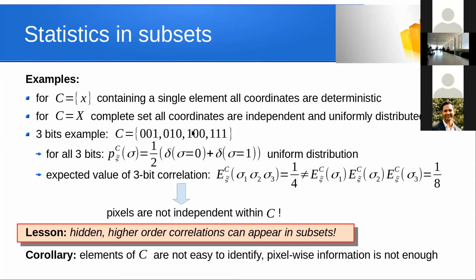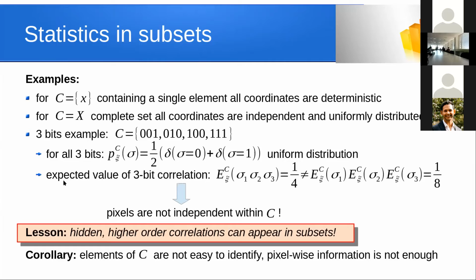And this is a little more complicated example for three bits. In this case, what we see is, for example, the distribution of the first coordinate. What is the distribution of the first coordinate? Here it is 0, 0, 1, 1. That means 2 times 0, 2 times 1. So it's a uniform distribution over 0 and 1. And it is true for all of the three bits. You can check that it is true for all the two-point correlations as well.